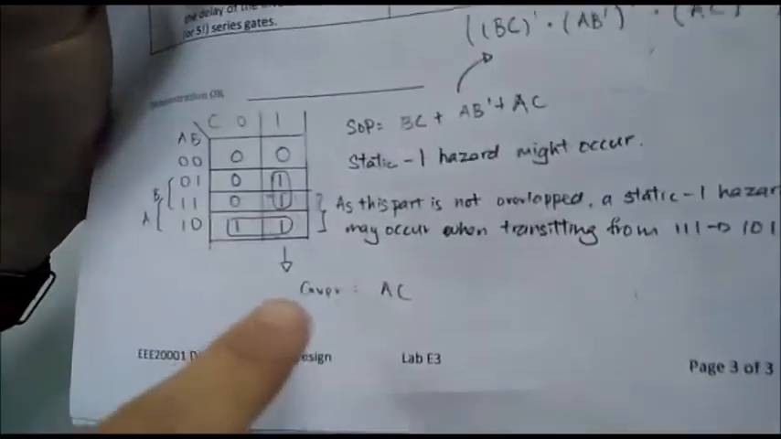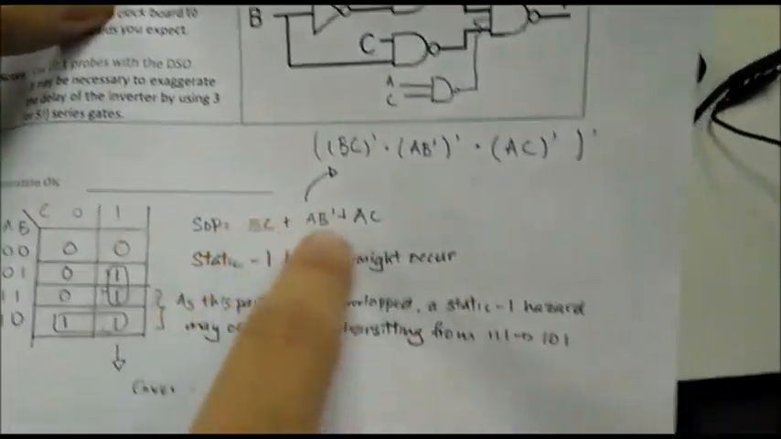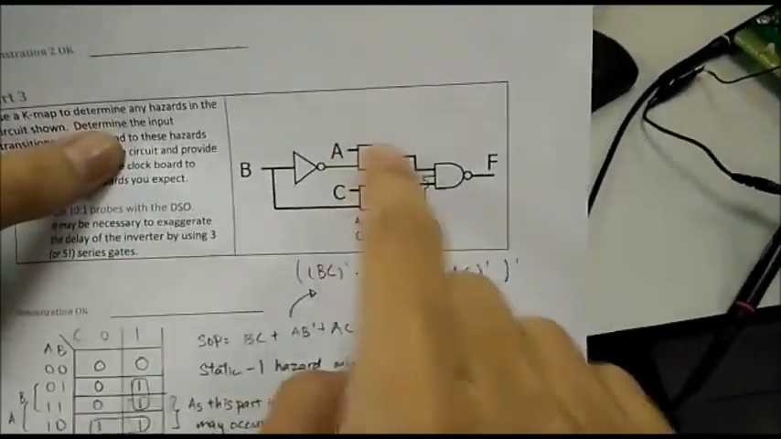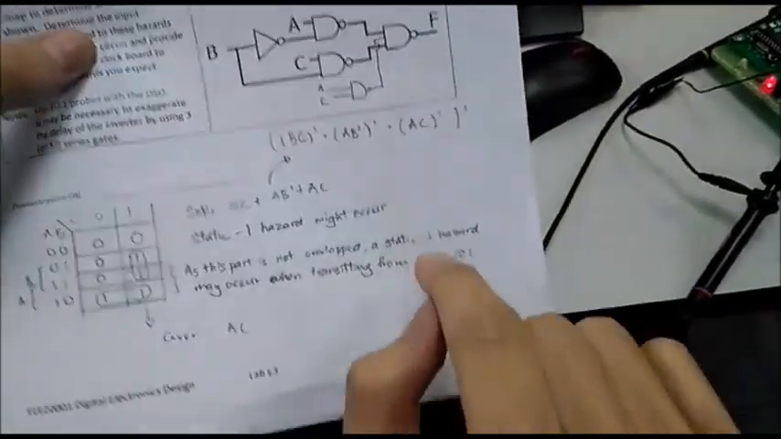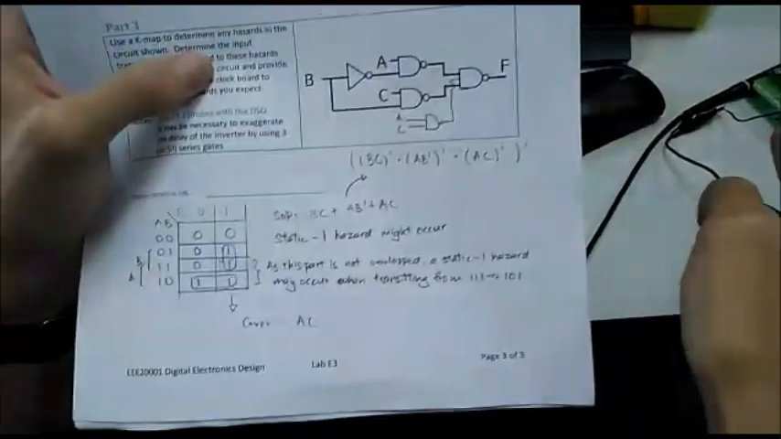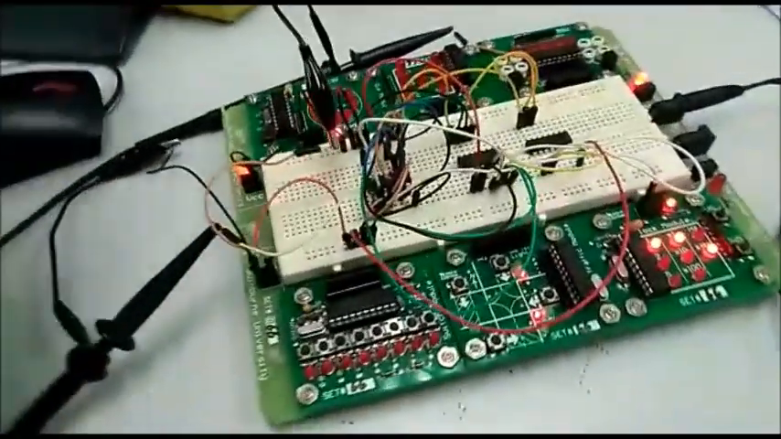Okay, so now we have implemented the cover. As you can see here, we implemented the cover to cover it up, which is AC in the SOP, and we have the new SOP here, and we convert it according to our circuit, which is made out of NAND gates. So it's supposed to be something like this. And since A and C will remain as 1, we just connect A and C to VCC, which is 1. And this is the circuit, you can have a look.